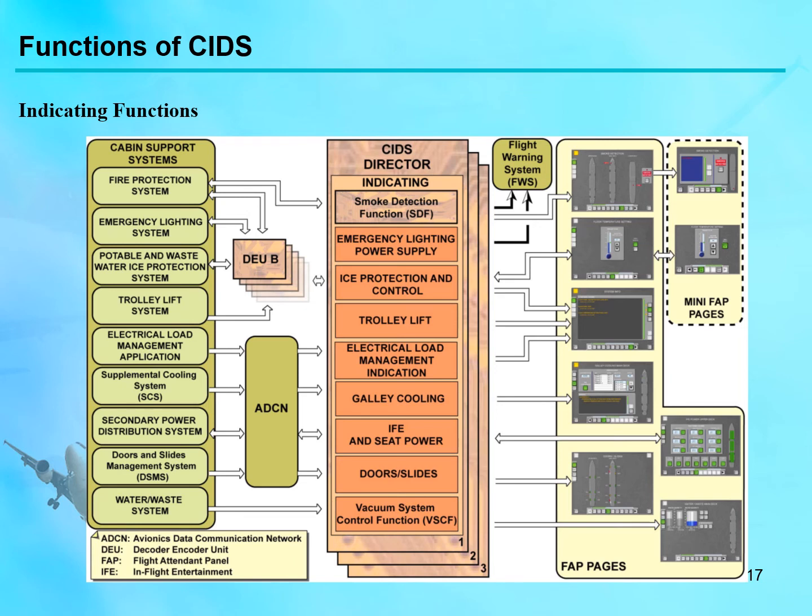So under the indicating there, it will use all these functions, the smoke detection functions, or the galley cooling functions, or the door and slides and things like that. And then it will actually send the necessary indication on the different panels over here under the FAP pages. So you will send out all the information to the panel, so that you will have the indication on the panel itself, right?